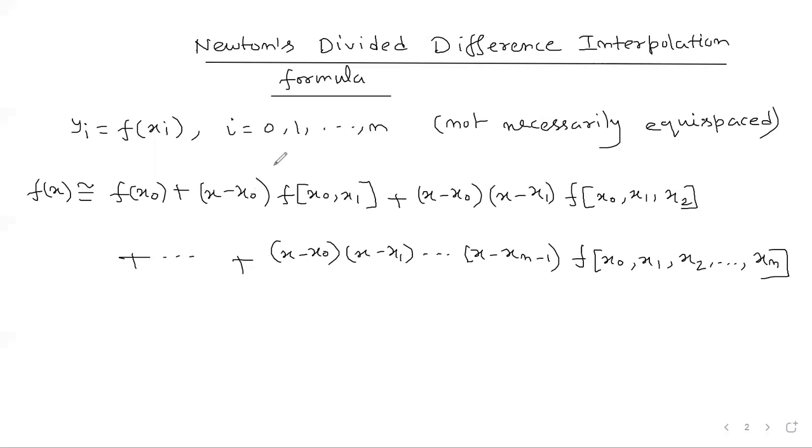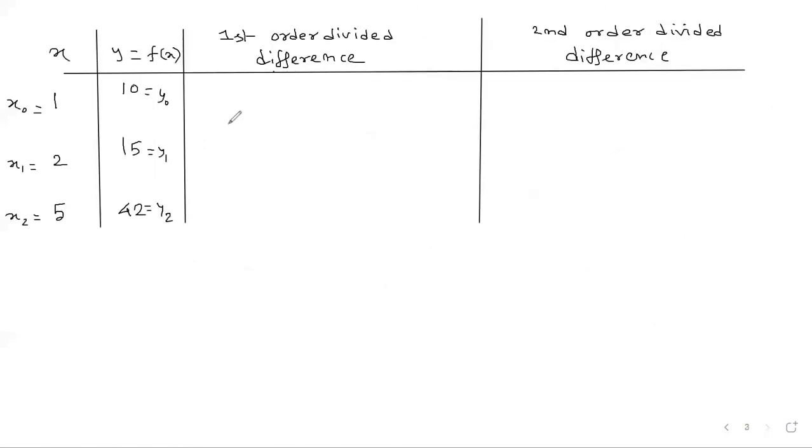So here we can see higher order divided differences are involved. Whenever we go for Newton's divided difference interpolation formula, first we need to construct the divided difference table for the given data set. So let us take an example. Suppose this is the data set given with 3 data points, and here we can see this is an unequally spaced data set. So here the arguments are x0 equal to 1, x1 equal to 2, and x2 equal to 5, and the corresponding values are 10, 15, and 42. So let us first try to evaluate the divided differences.